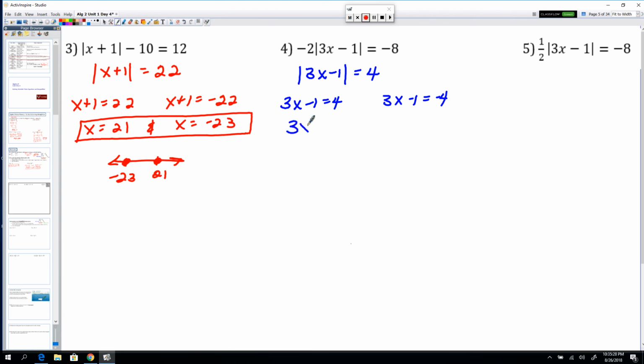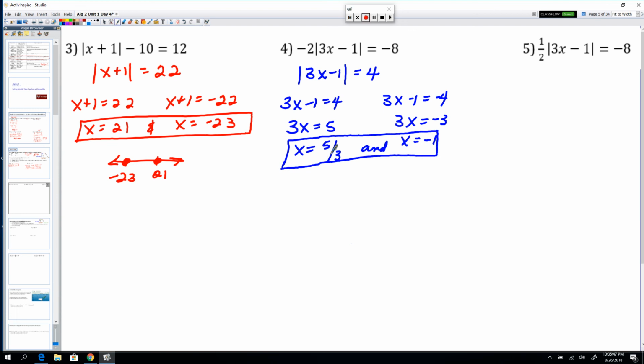Now we solve for x just like we've done over and over and over again. Solve for x over here. And these two answers, 5/3 and negative 1, are your solutions. Always two parts for absolute value. Remember, it's a piecewise function. There are two pieces. All right, and again, we can graph that on a number line. It's just 2 points plotted at negative 1 and 5/3.